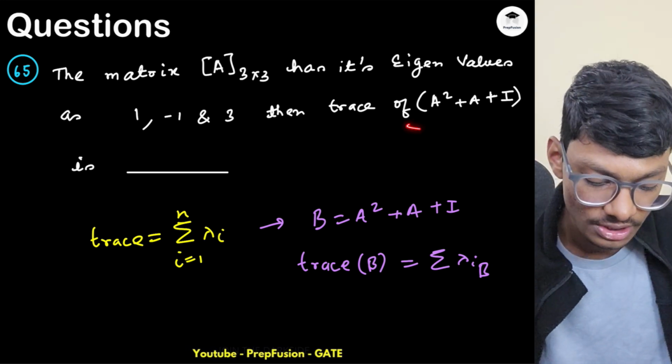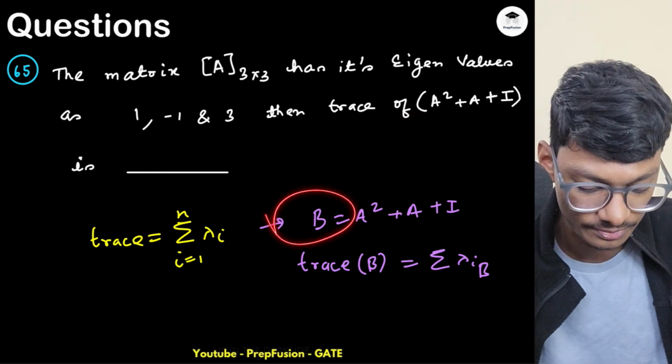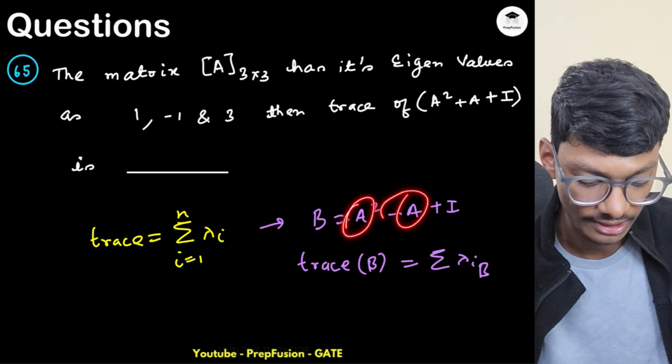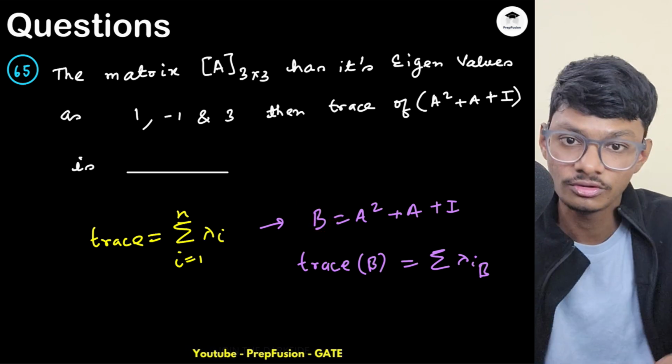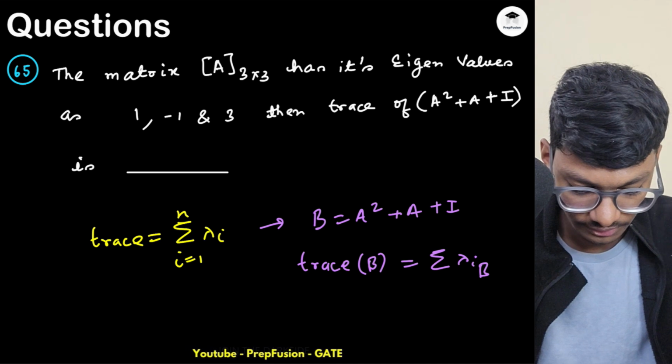How will you find the eigenvalues? Simply, this is A square, right? So you just put the value of lambda here and you will find the eigenvalues of this B. You put the eigenvalues of A and you will find the eigenvalues of B. So yeah, this is how you can find.